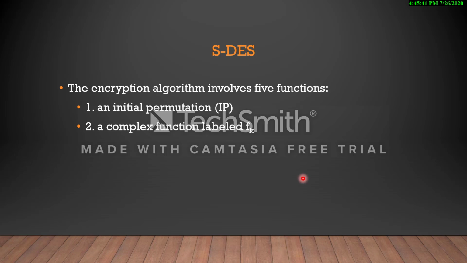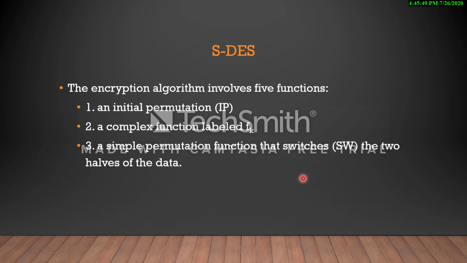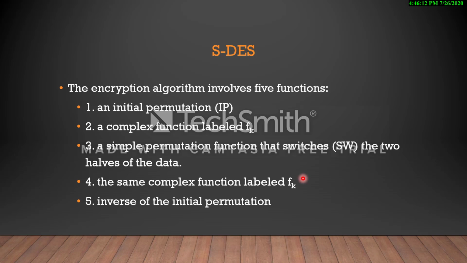For a particular round function in SDES, we follow the Feistel cipher structure. The third one, after performing initial permutation and the complex function, is that we switch the data. First we divide the data into two halves and we switch those two halves. The fourth function, for the second round, repeats the same complex function fK a second time. That is the second round of SDES. And the last function is the inverse of the initial permutation.